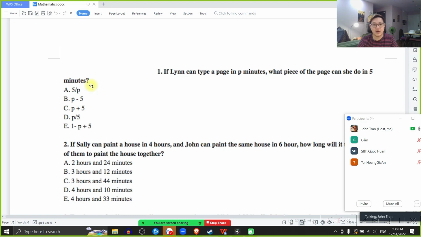So, 5 minutes, and you can type a page in p minutes. So they ask what piece of the page. You have to take 5 divided by p, right?